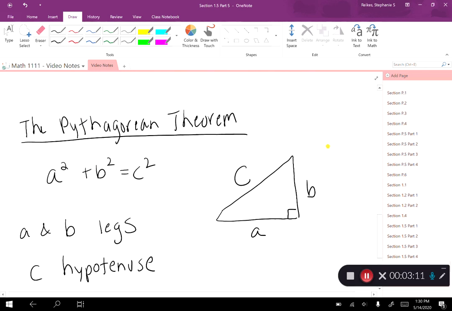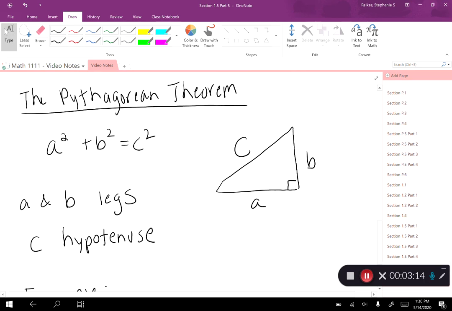Last item for section 1.5. Let's talk about the Pythagorean theorem. The formula says a squared plus b squared equals c squared. This is referring to the right triangle that makes a 90-degree angle. Your a and b represent the legs of the triangle, and your c represents the hypotenuse, or in this case, the longest side of your triangle.